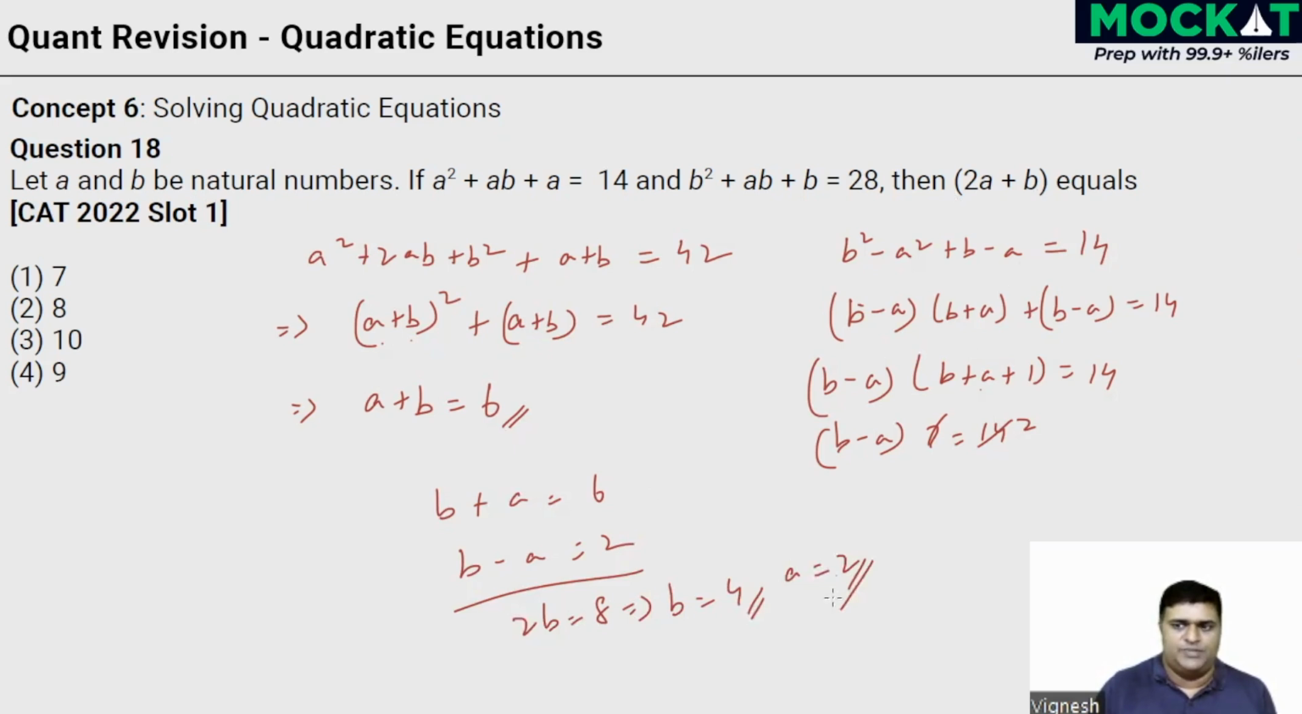What is 2a plus b? 2 times 2, which is 4, plus b, which is 4. And we get the value of 8. Option 2 over here becomes the answer.